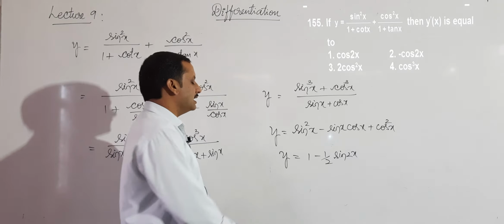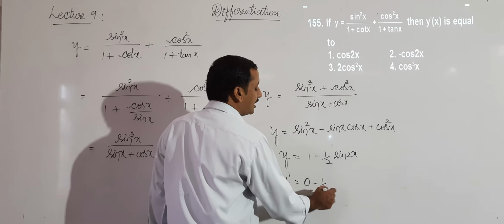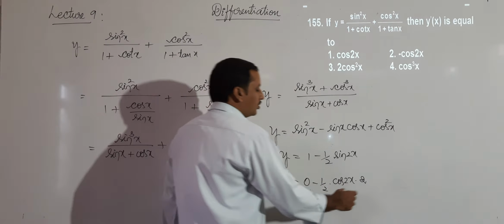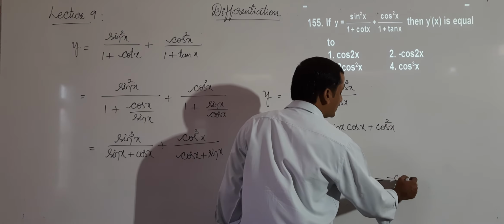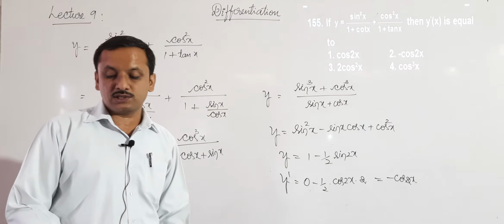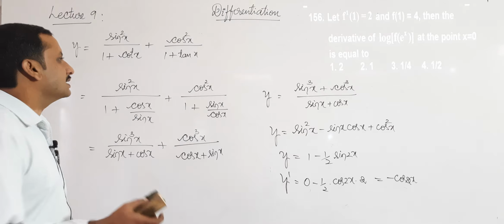We want y dash, the derivative. Derivative of 1 is 0 minus 1 by 2 into derivative of sin 2x, which is cos 2x into 2. 2 gets cancelled. So the answer is minus cos 2x. Minus cos 2x, which is the second option. 156.